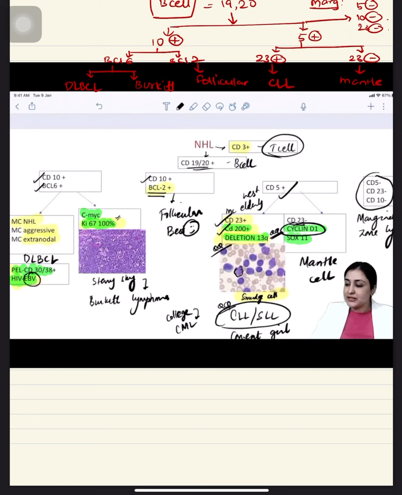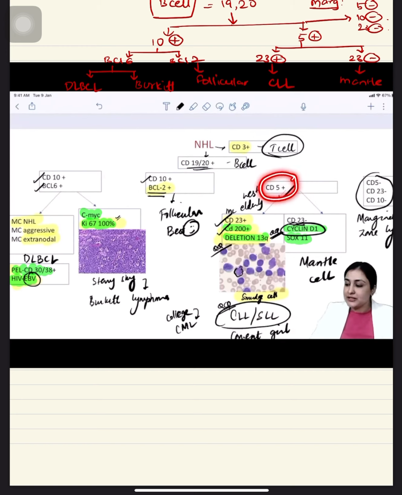Now coming to 5, if CD5 is positive, then see if CD23 is positive or CD23 is negative. If 23 is positive, and CD200 is positive with deletion of 13q, CD200 positive, deletion of 13q, CD23 positive, then it is CLL or SLL, that is chronic lymphocytic leukemia or small lymphocytic lymphoma. So basically what you see over here is smudge cells, and also you'll see this convent girl appearance. But main thing is CD5 positive, CD23 positive, CD200 positive, deletion of 13q, smudge cells, CLL, SLL.